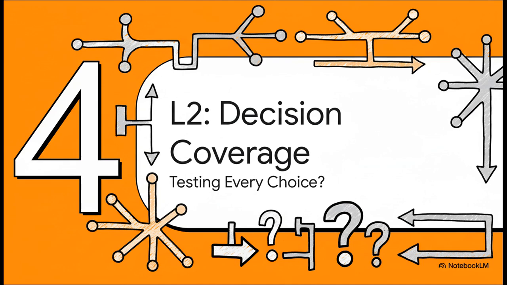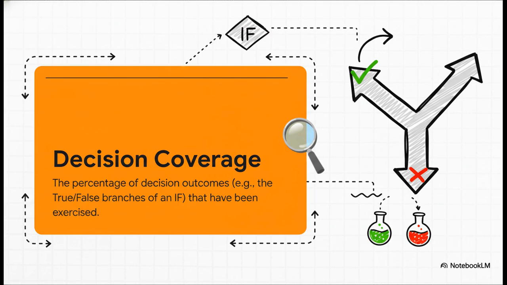But let's be real, code isn't just one long straight highway. It's full of forks in the road, choices, and decisions. Just because we drove past an intersection doesn't mean we explored both streets. Now, we have to test those choices. And that brings us to decision coverage. This measures whether we've tested every possible outcome of a decision point. So for a simple if statement, it means we need at least one test where the condition is true and another test where the condition is false. We have to test both forks in the road.